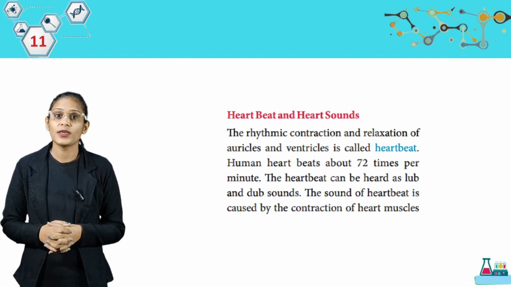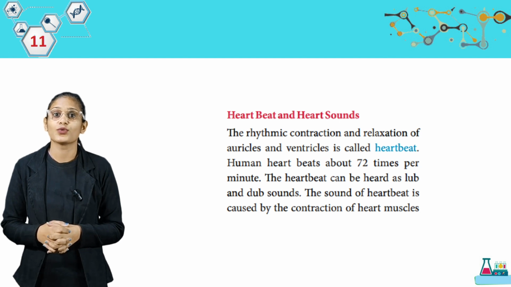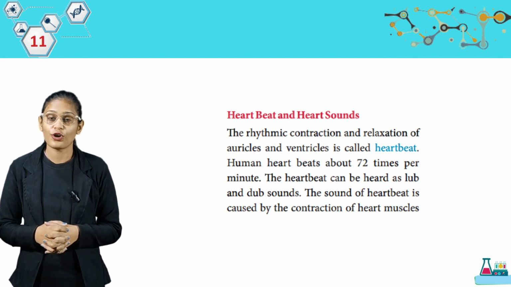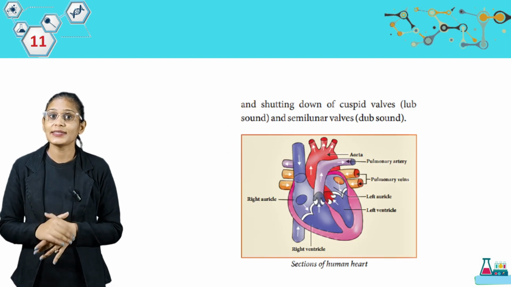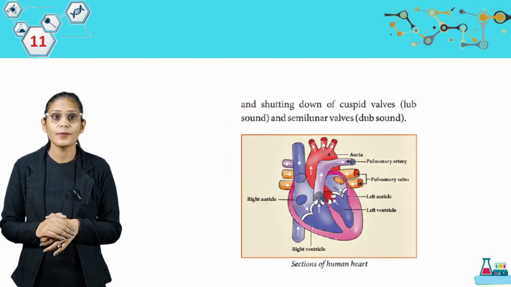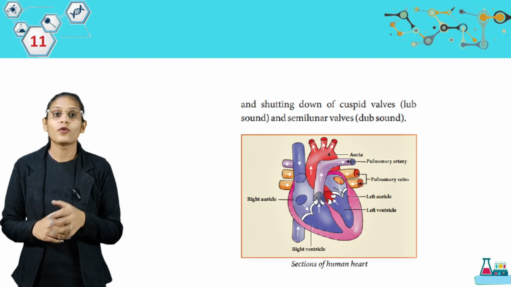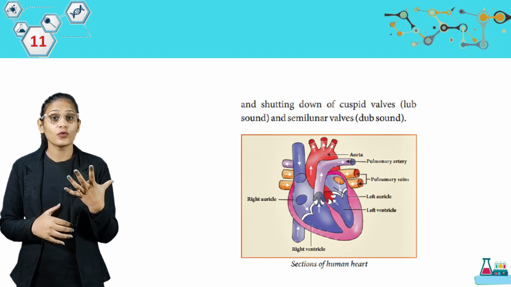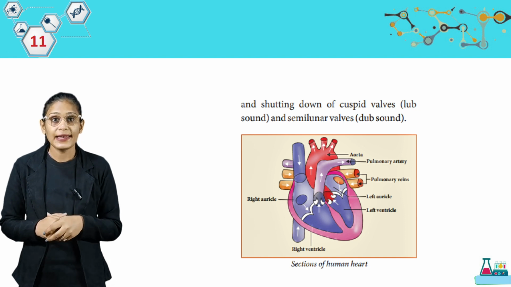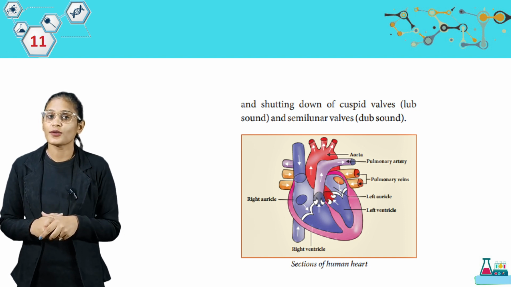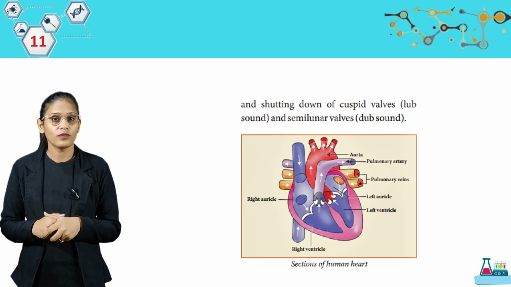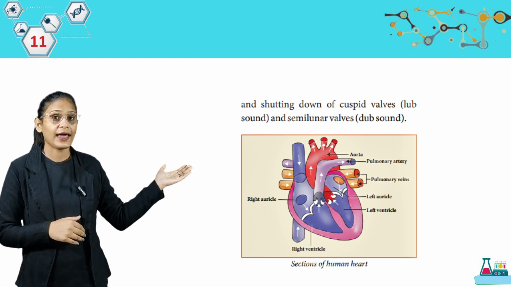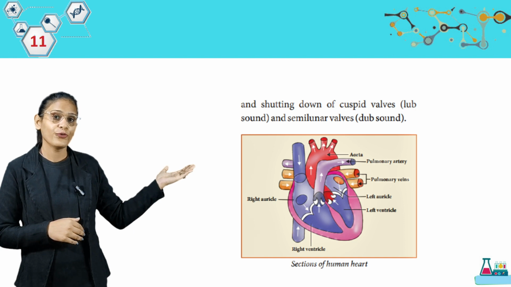The heartbeat can be heard as lub and dub sounds. The sound of heartbeat is caused by contraction of heart muscles and shutting down of cuspid valves, lub sound, and semilunar valves, dub sound. So students, your heart produces the sound of lub dub, and the lub sound is due to cuspid valves and the dub sound is due to semilunar valves. Get it, students? Look at this picture. We have sections of human heart.